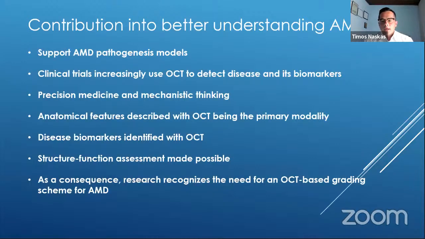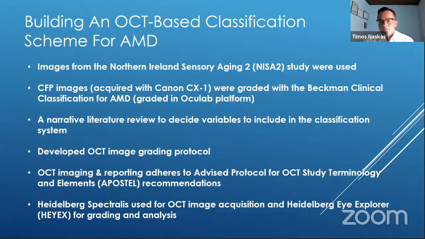So in order to build my classification system, what I did was I took the CFP images, the color fundus photography images, from my patients and graded them according to the Beckman classification system. Then I kept that classification there until I developed the OCT one as well. To do that, we followed the narrative literature review approach. Some consider the narrative review approach not as strong or accurate as the systematic one.